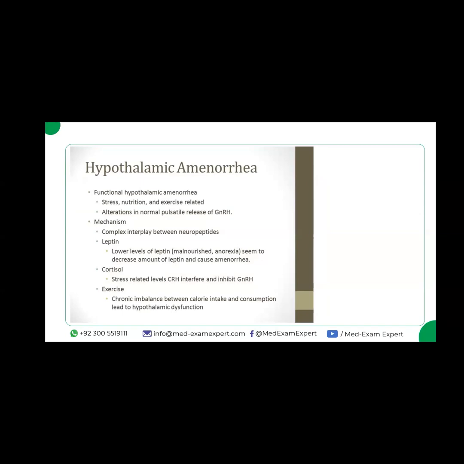Lower levels of leptin are seen in patients who are suffering from anorexia, and this reduced level of leptin can cause amenorrhea. Cortisol has an important role, as stress-related levels of corticotropin-releasing hormone interfere with the release of gonadotropin-releasing hormone, and this will affect the hypothalamic pituitary ovarian axis. Patients who do excessive exercise also have a chronic imbalance between caloric intake and consumption, and this leads to hypothalamic dysfunction, finally leading to amenorrhea in the patient.